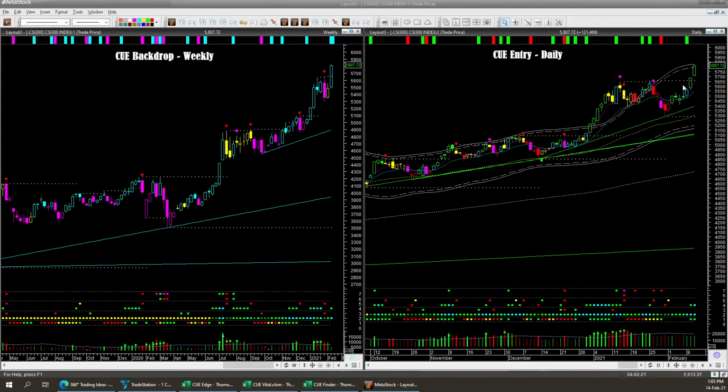China's CSI 300 index. Chinese market is closed. The last candle is as of 10th February. Chinese market is closed for Chinese New Year for several more days. So it is not going to move. As of 10th February, it is bullish both in weekly and daily.